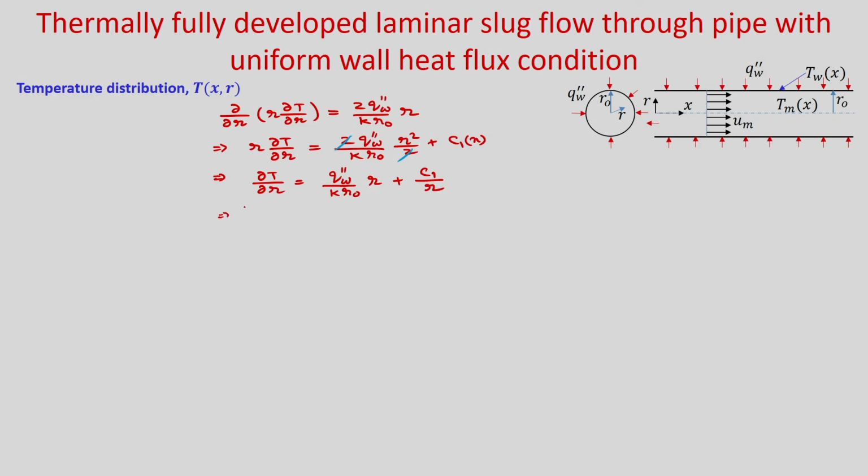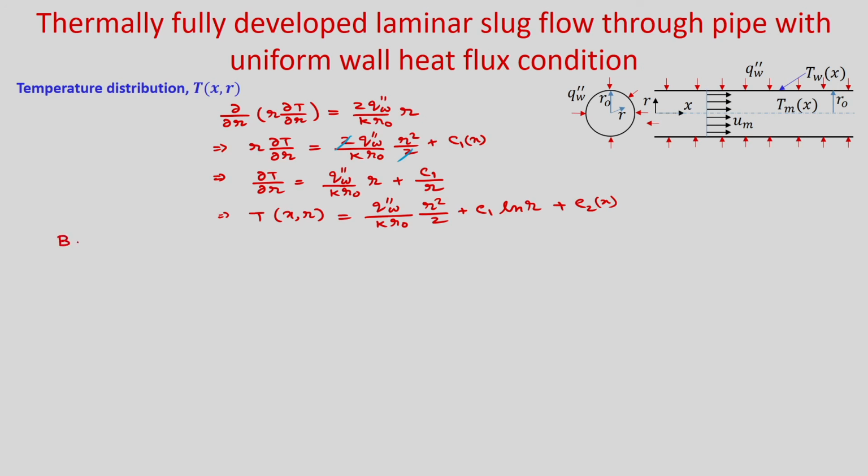Now, if you integrate again, you will get T, which is a function of x and r. So, you can write q double prime w by k r naught, r square by 2 plus C 1 ln r plus C 2, which may also be a function of x. So, what are the boundary conditions? One boundary condition is that at r is equal to 0, T is finite, and another boundary condition you can write at r is equal to r naught, you have wall temperature T w.